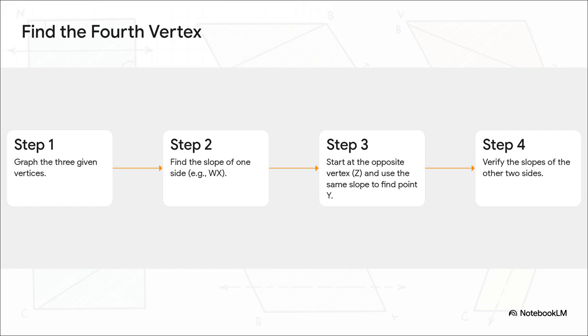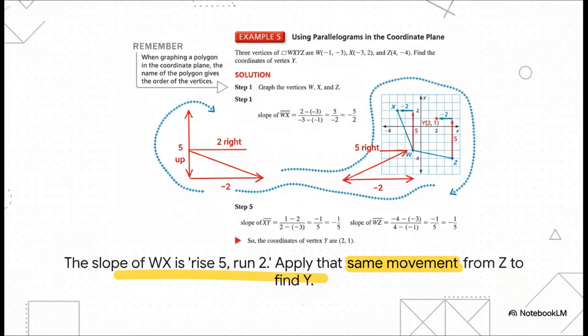Opposite sides have to be parallel. And on a grid, parallel simply means they have the exact same slope. And here's exactly how that works. First, we find the slope of one of the sides. So to get from W to X, we go up 5 units and to the right 2.